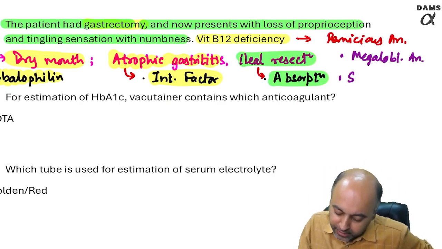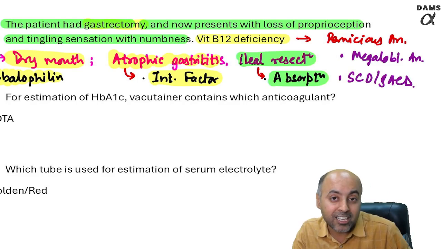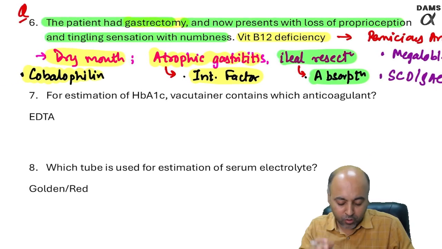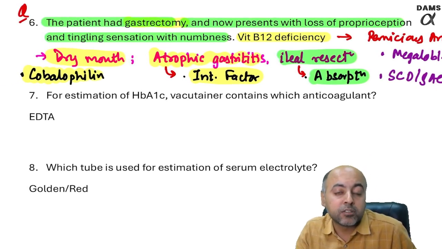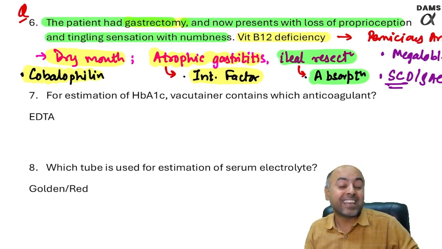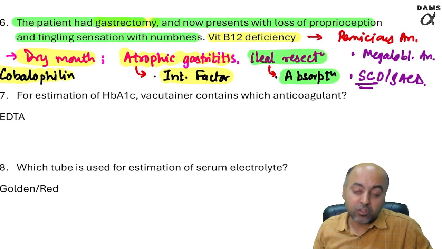And second is the SCD or SACD, subacute combined degeneration of the cord. This is the neurological damage of the vertebral spinal cord. So subacute combined degeneration of the cord is the irreversible neurological damage which happens in B12 deficiency.